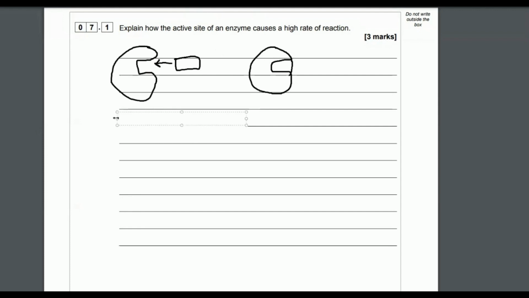So what do we know? We know that when a substrate joins with an enzyme's active site, we call it an enzyme substrate complex. That's an A-level term that you learn, an ES complex. You learn about that in A-levels. So you can be pretty sure that that's going to be on the mark scheme. So the substrate fits into the active site like a lock and key, if you want to say that, but it forms an enzyme substrate complex.